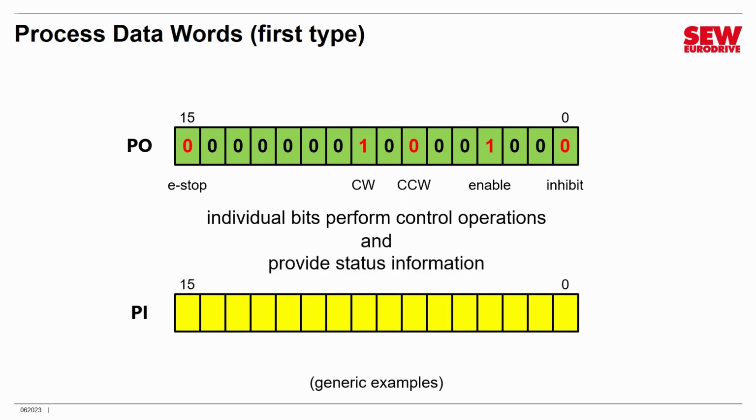In a process input word, it's the same general idea, except instead of controlling something, they're providing status information. Maybe we have a ready bit, a stop bit, a break bit, and a fault bit. And these will tell us what's going on based on whether they're 1 or 0. So we have the red bits, which matter, and again, we have some black don't care bits. That's our first class of process data words.